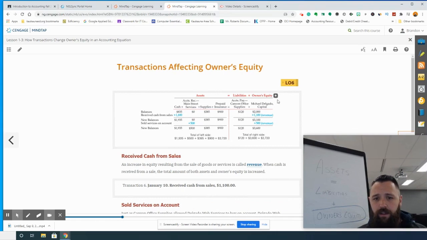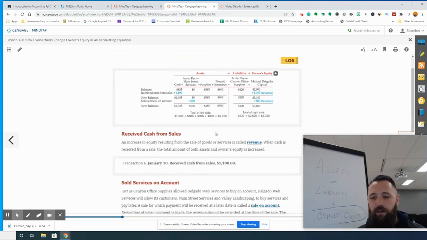And these little pictures are really great to take a look at to see how each account is affected. And on this page, they have two different transactions that are taking place that are affecting owner's equity. Let's look at the first one. The first one is just receiving cash from sales. Now, this is the entire objective of running a business, is to make some money, okay?